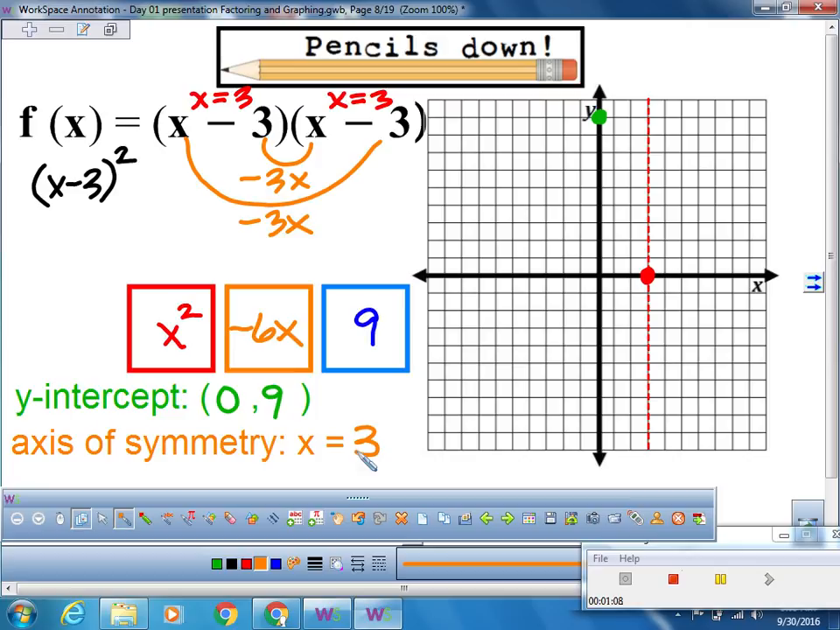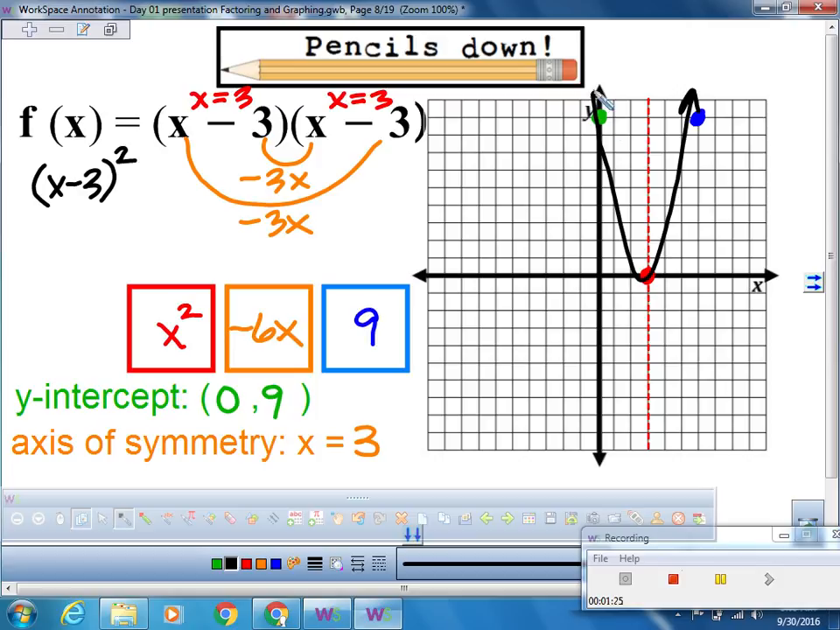And then I know I've got symmetry here as well. If this is 1, 2, 3 away from the x-axis, 1, 2, 3 away is another point. And that's all I need. Not very accurate, but that's fine.